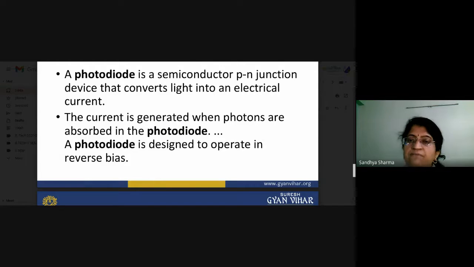Current is generated when photons are absorbed in the photodiode. This also depends on the intensity of the falling light. The photodiode also works in the reverse bias condition. This is a very important point you have to remember: the LED works in the forward bias mode and the photodiode works in the reverse bias.